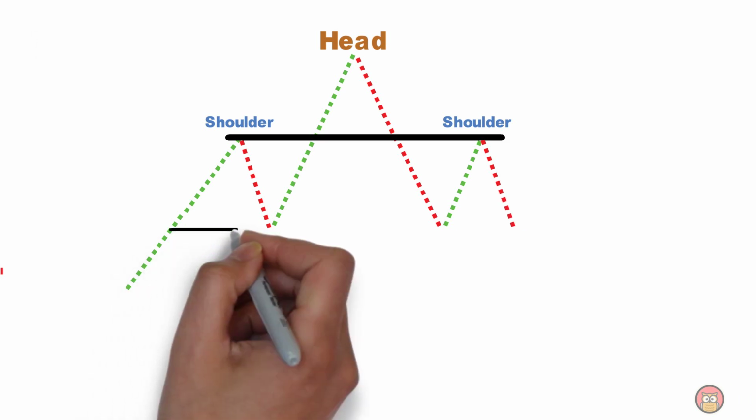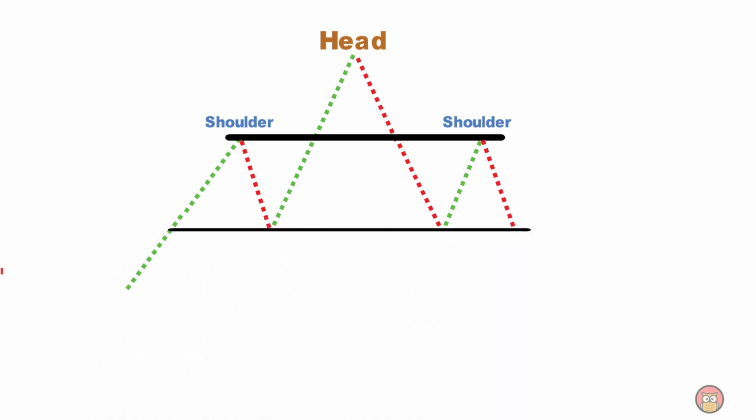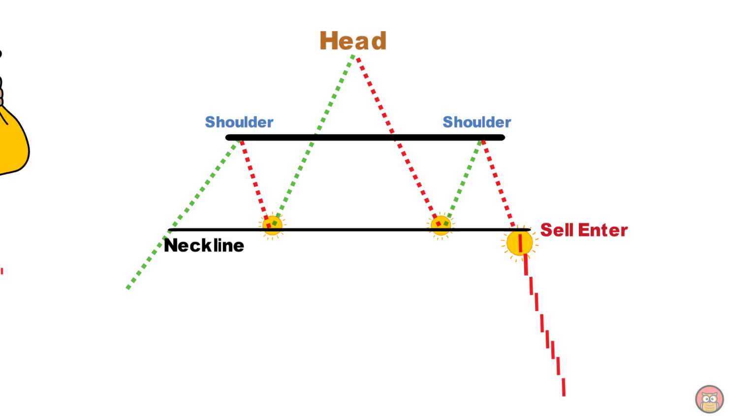When these three peaks, left shoulder, head, and right shoulder, form, we get what we call a neckline. The neckline is an imaginary line that connects the lowest points of the left and right shoulders. When the prices break below this neckline, it signals a trend change, meaning that the prices are likely to keep falling. At this point, opening a sell position can be a great way to make money.